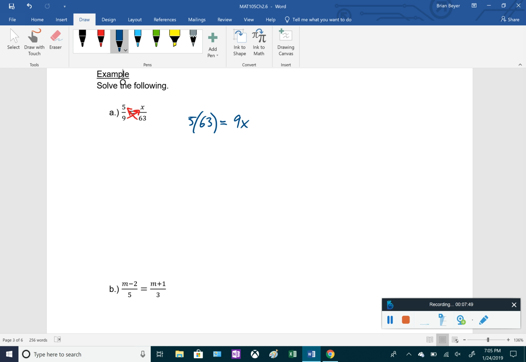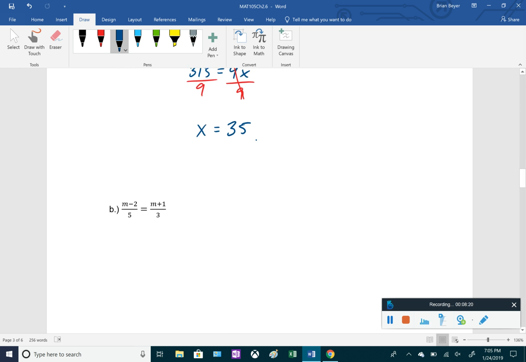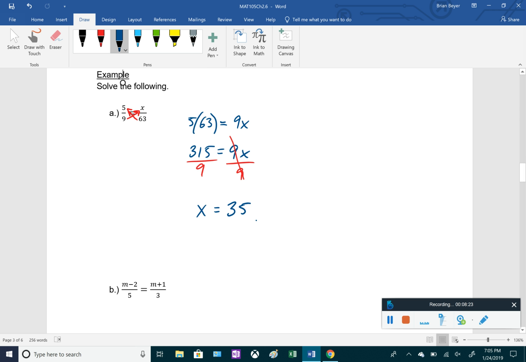Okay, so 5 times 63 is going to give us 315. And then we have to divide both sides by 9. So when we divide both sides by 9, we get x equals 315 over 9, which ends up giving us 35. So that means 5 over 9 equals 35 over 63. Keep in mind that cross multiplying is only a thing when we're dealing with an equal sign. We're talking about crossing through the equal sign, not when we're multiplying fractions.